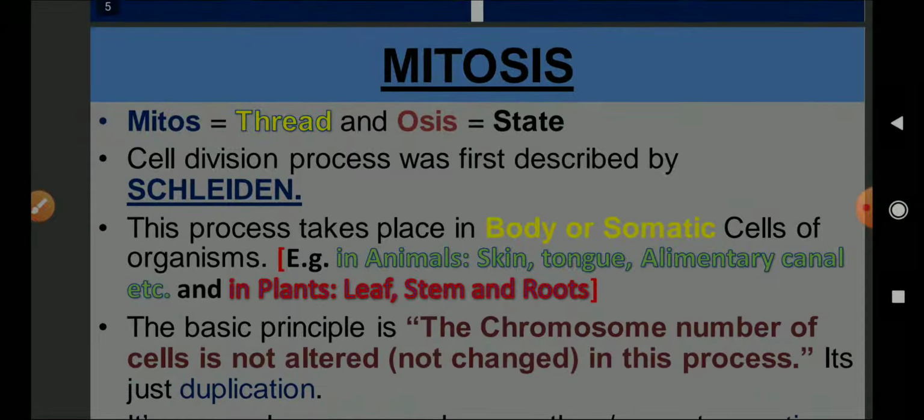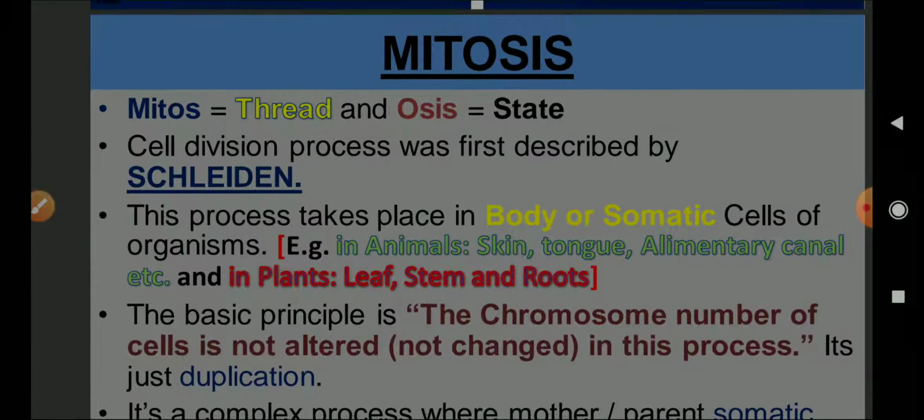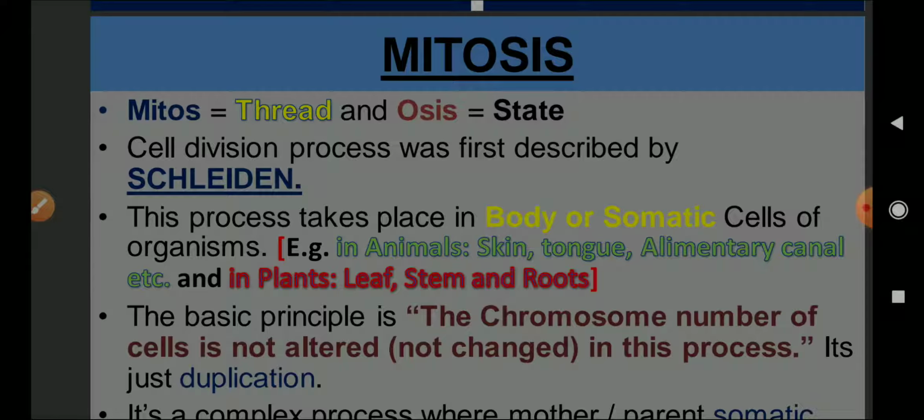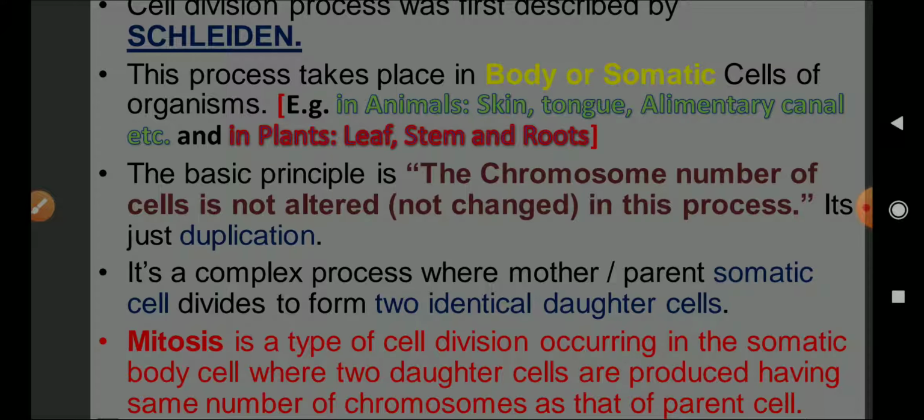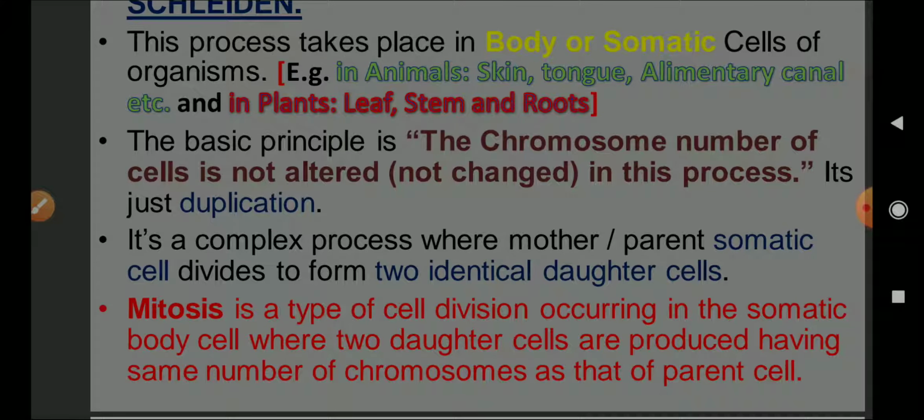Here let us start with the process of mitosis. Mito means thread and osis means state. The cell division process was first described by Skeldon. This process takes place in the somatic body cells of organisms, as for example in animals the skin, tongue, alimentary canal, and in plants the leaf, stem and roots. The basic principle is that the chromosome number is not changed, that means not altered in the process, it is just duplication. It is a complex process where the mother or parent somatic cell divides to form 2 identical daughter cells. So it is complex, but compared to meiosis it is simple.